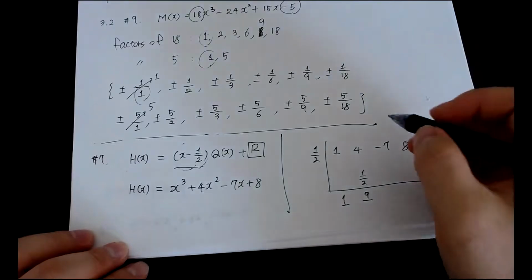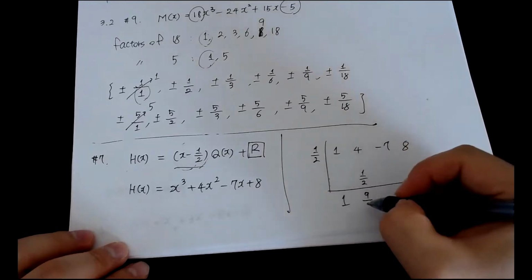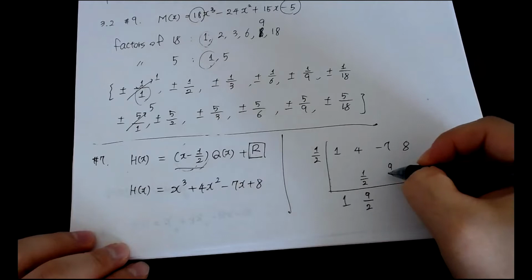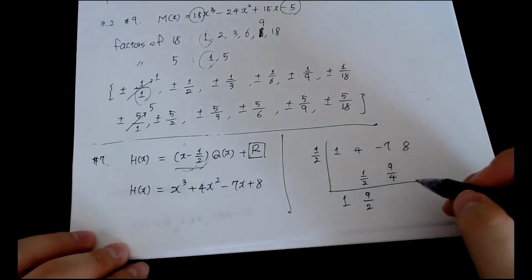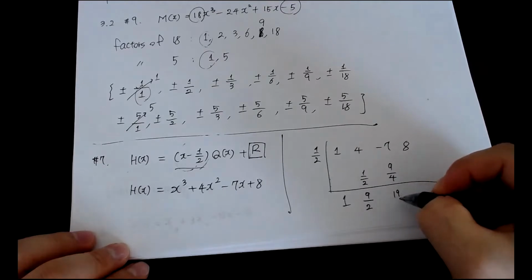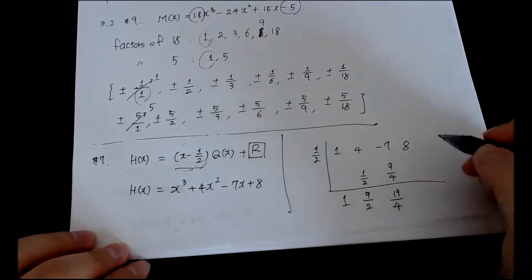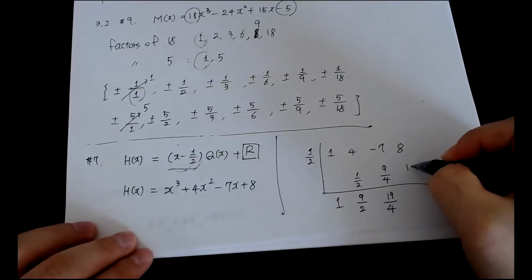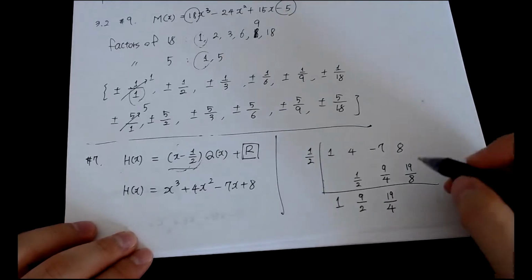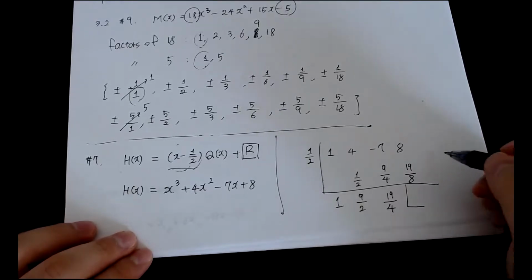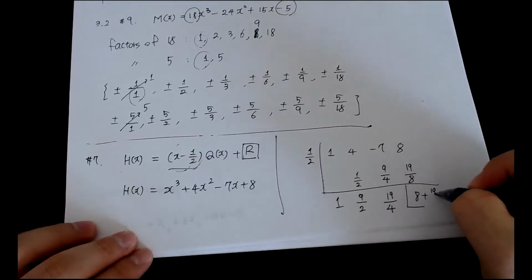Okay, so C now is 9/2, and then 9/4. Okay, adding them up, so it's 19/4. Okay, then 19/8. Okay, so which is the 8 plus 19/8, right?